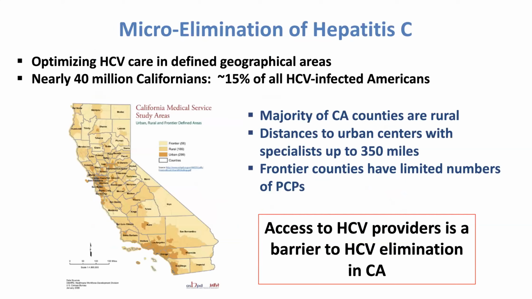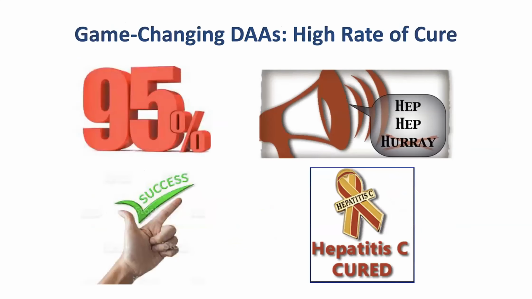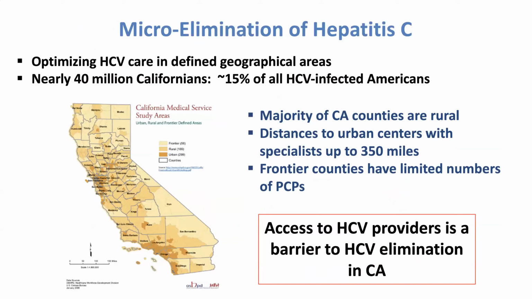Now, a little bit about California. We don't have great data around how many Californians are affected with hepatitis C. But if we base it on our population size and the prevalence of hepatitis C, we would estimate that there's probably around 40 million Californians who are infected, representing about 15% of all the HCV infected individuals in the United States. That's an approximation. It might be 10, but it's still a big number.